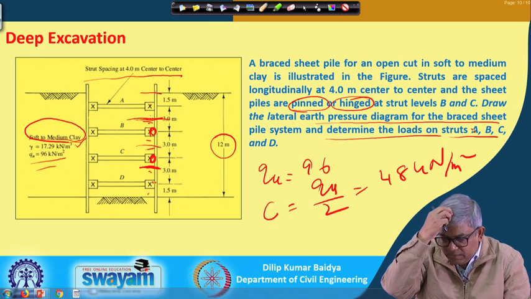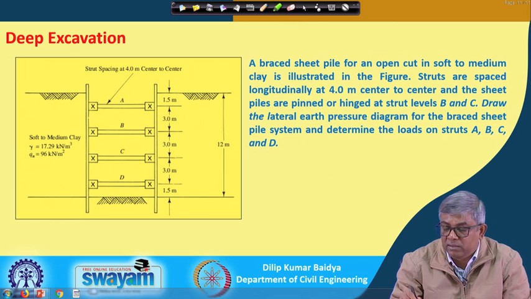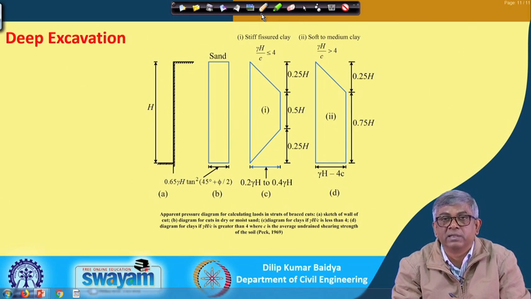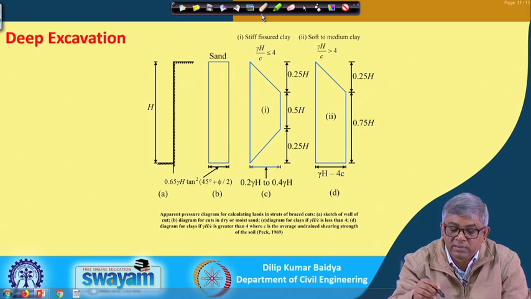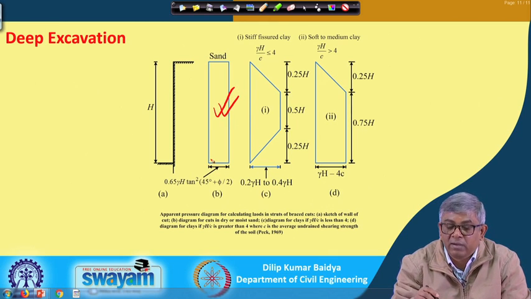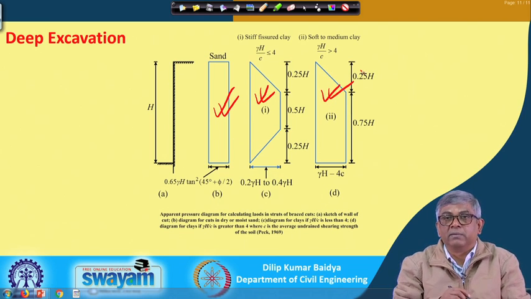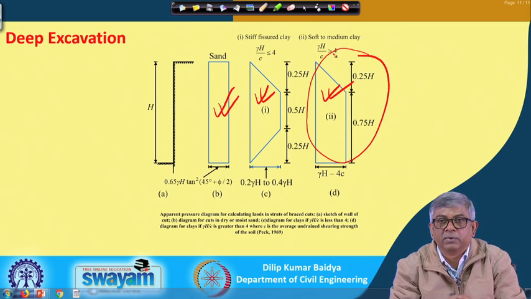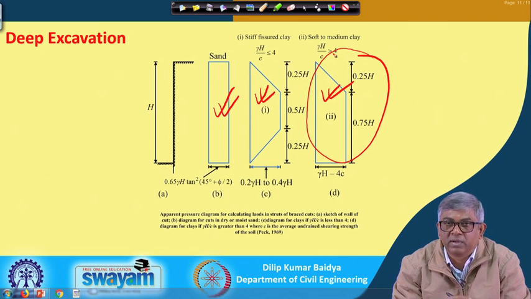So, based on the given description, let us first see the different types of pressure diagram. You can see this pressure diagram we have discussed in the previous lecture. For sand this is the one, for stiff clay this is the one, and for soft to medium clay this is the diagram. So, our problem is appropriate to this diagram.